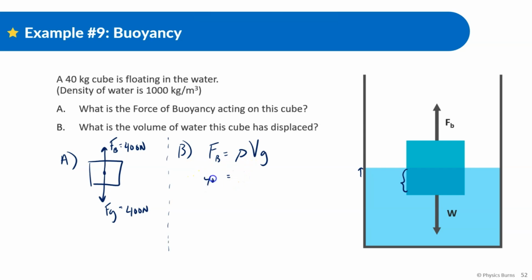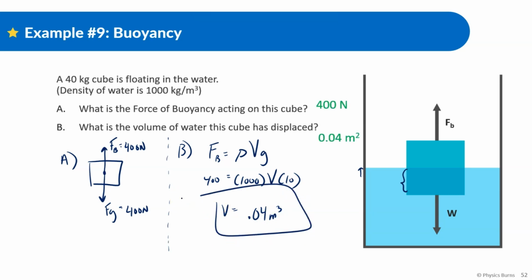Force of buoyancy, we know it's 400. Density is equal to 1,000. Volume is what we're looking for, and gravity is 10. Okay, so let's put this into our calculator. 400 divided by 1,000 divided by 10, and we should get 0.04 meters cubed. Oh, volume of the water. Sorry, that should be cubed.